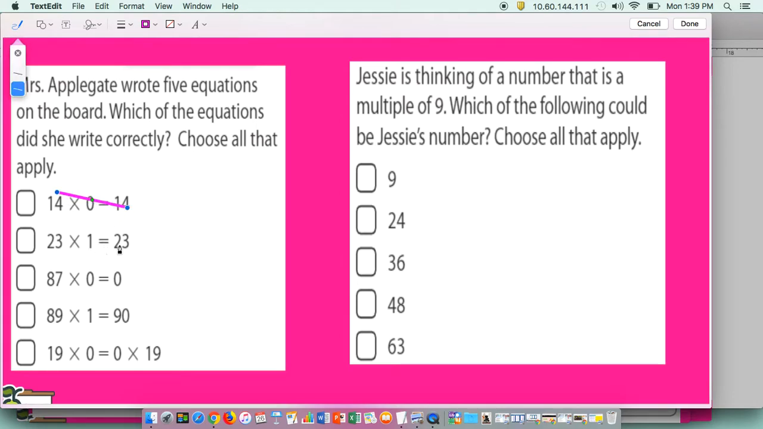23 times 1 is 23. Yes. 87 times 0 is 0. Yes. 89 times 1 is the number itself, which is 89. So it's not this. 19 times 0 is 0. And if they're reversed, 0 times 19 is still 0. So we will choose this one.